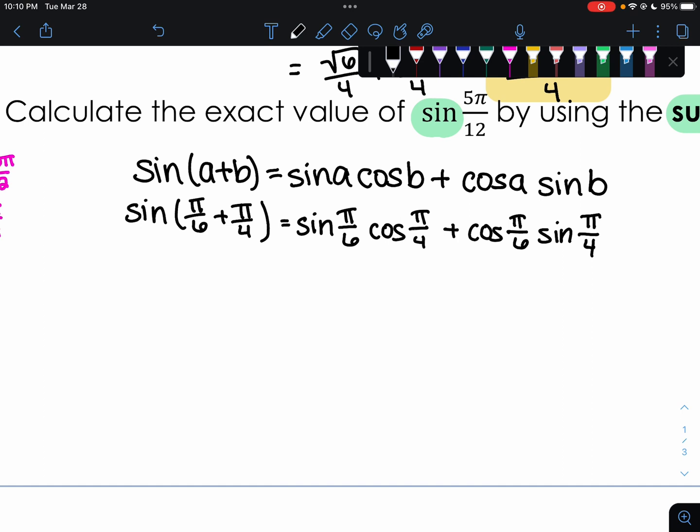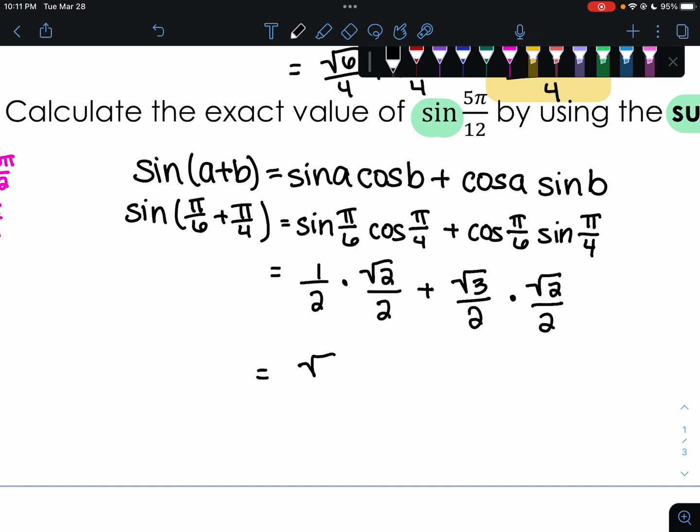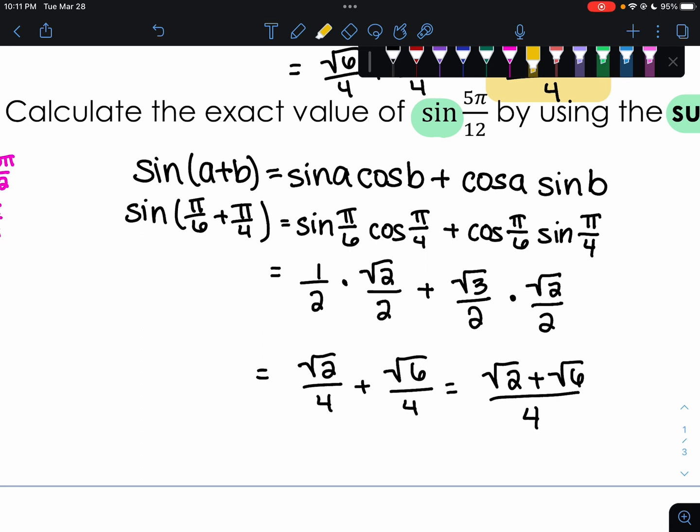I'm going to evaluate these angles. So sine of pi over 6 is 1/2. Cosine of pi over 4 is rad 2 over 2. Plus cosine of pi over 6 is rad 3 over 2. And sine of pi over 4, I did not need to write sine, is rad 2 over 2. So when I multiply these together, I get rad 2 over 4 plus rad 6 over 4, which leaves me with rad 2 plus rad 6 all over 4. So this is showing you using radians.